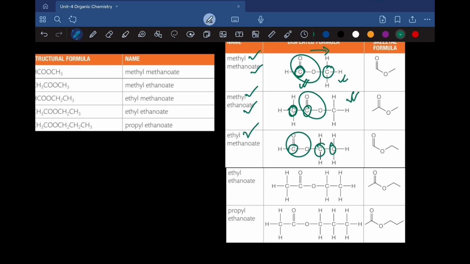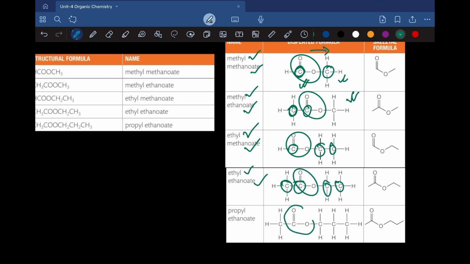But this carbon is bonded with only one carbon. No more carbon. It is not bonded with any more carbon. So it is methanoate. Here in this COO group, you can see on the right hand side there are two carbons. So it is ethyl. And there are also two carbons in this part as well. So it is ethyl ethanoate.